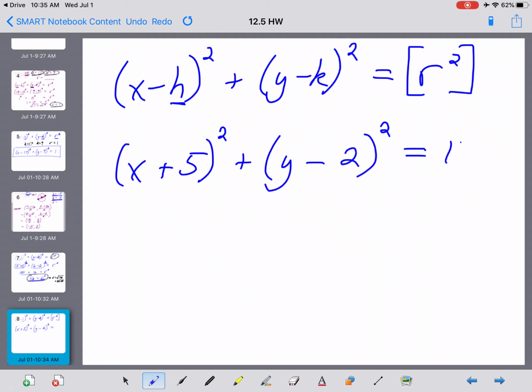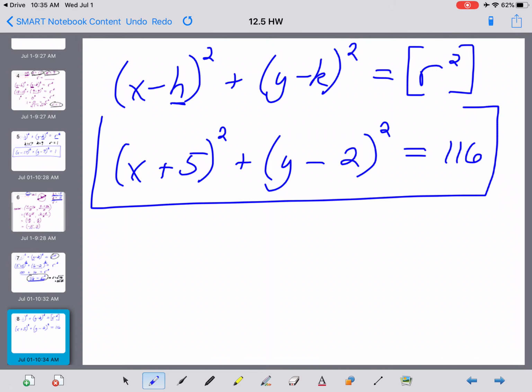So that ugly number goes over here on the right side. And that equation right there, guys, as nasty as it is, used the values that we found correctly for h and k and r, and that's the equation we were looking for. X plus 5 quantity squared plus y minus 2 quantity squared is equal to 116.